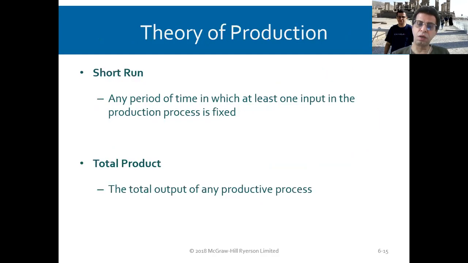So we will look at the theory of production, which is about any period of time in which at least one input in the production process is fixed, because you need to look at the variable costs and all other things. So one cost is fixed, like a rent. The total product is the total output of any productive process. So whatever your process is, your corporation, your manufacturing, your service, the total output is of any productive process.